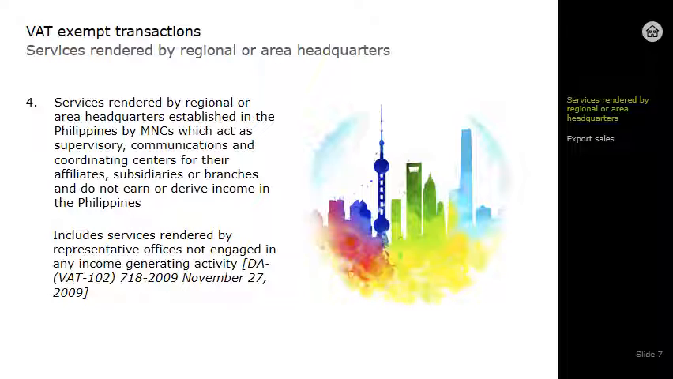Yan. Okay? And then kasama din yung sa exemption yung masasabi natin as confirmed by the BIR in BIR VAT ruling DA VAT 102 in November 2009. Kasama sa exemption na to yung mga representative office, mga rep office. Yan.